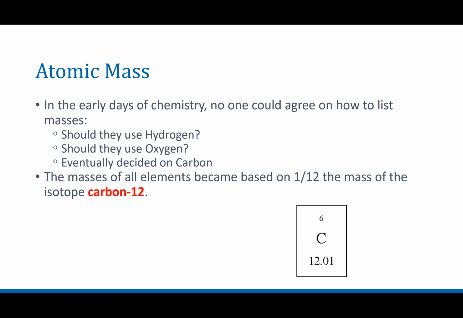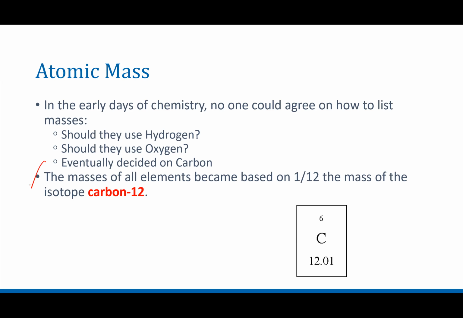And in the early days of chemistry, remember what a mass is. A mass is a number relative to another object. So like a kilogram is related to this object. All measurements are relative to something else. So when we were coming up with atomic masses, chemists had to decide what element they were going to use as a reference. And they eventually decided on carbon.